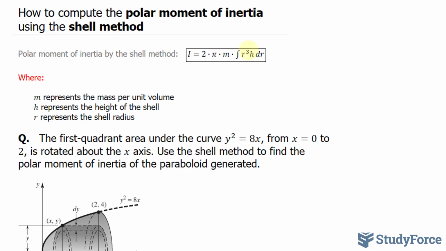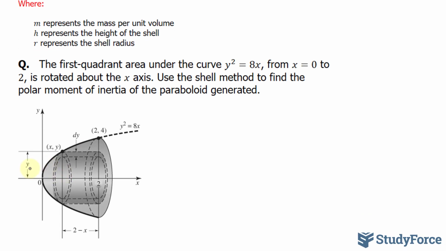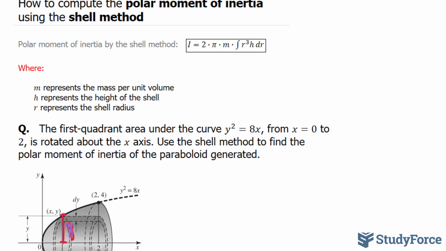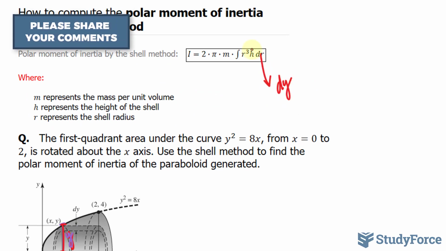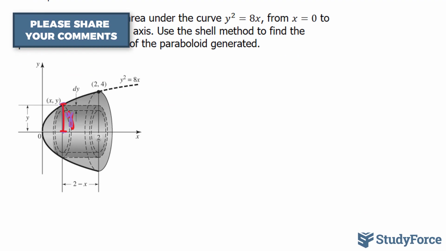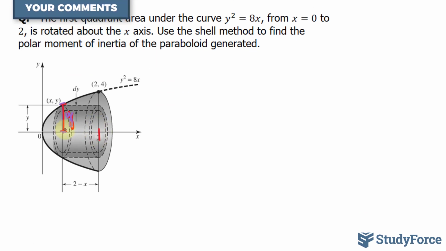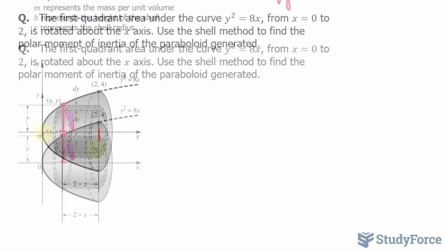dr. Because our shells are oriented this way, this means that the radius of these shells is equal to y. With that being said, our function will be in terms of dy. The height of these shells, on the other hand, will be between 2 and a variable distance x, which we denote as 2 minus x. In fact, later on we'll be replacing x with the function.